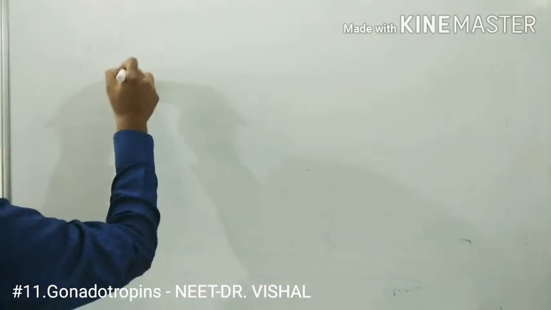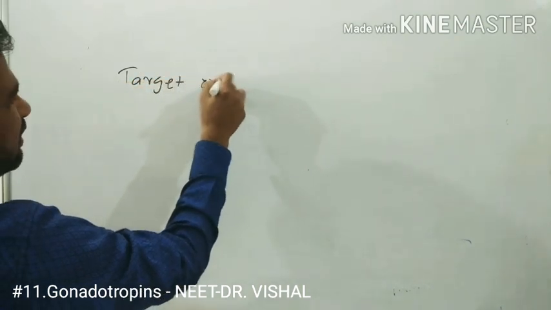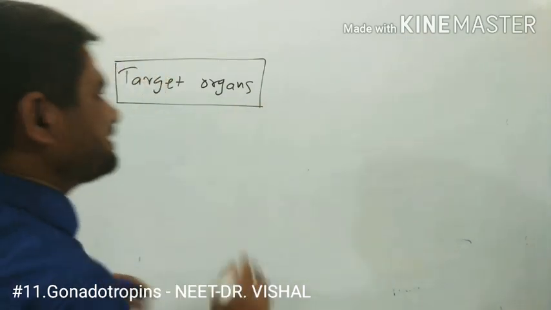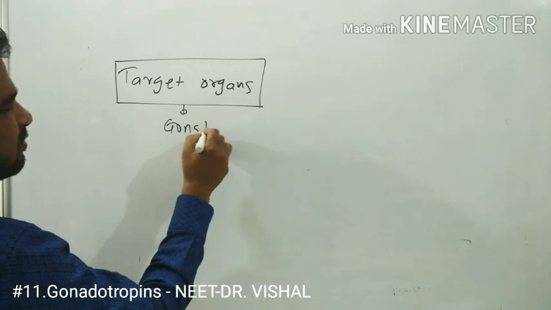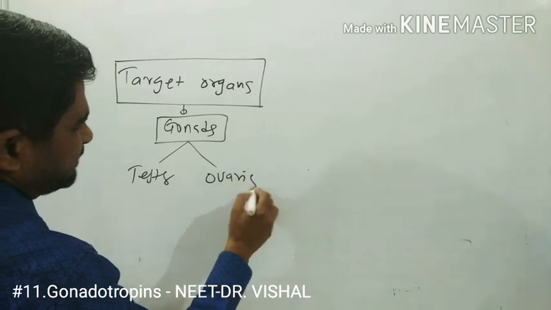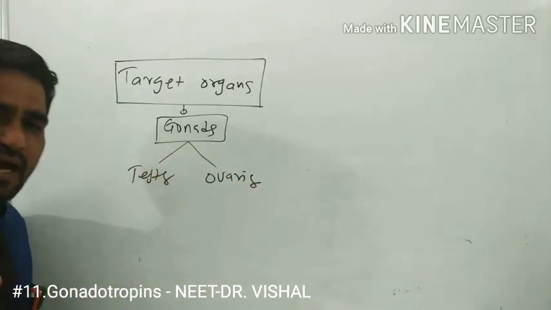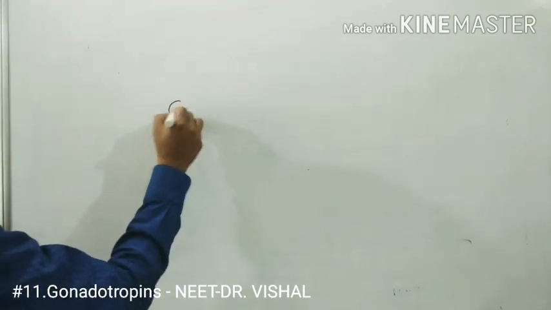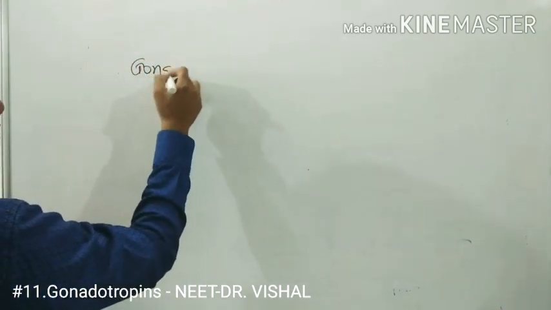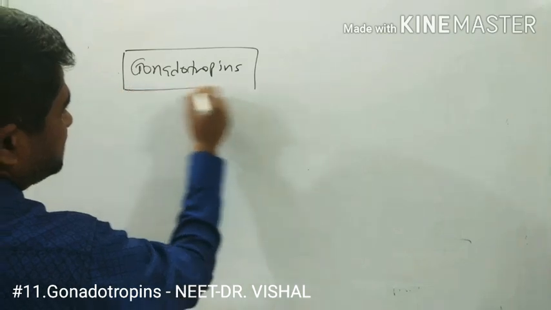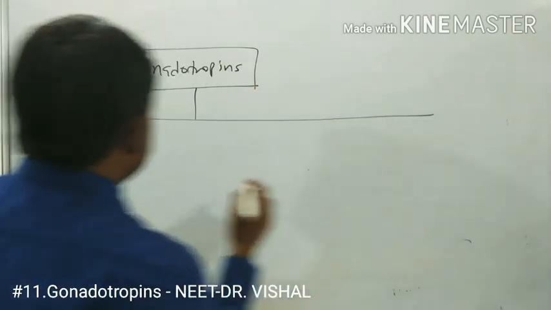So what are the functions and what are the target tissues or target organs of the gonadotropins? Gonadotropins basically act on your gonads, and these gonads are testes and ovaries. These testes and ovaries are called the target tissues or target organs of the gonadotropins. So let's talk about the different types and their functions.